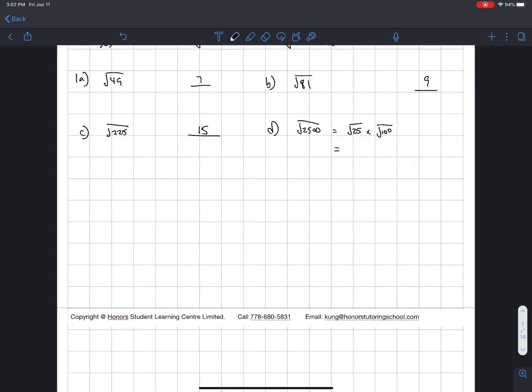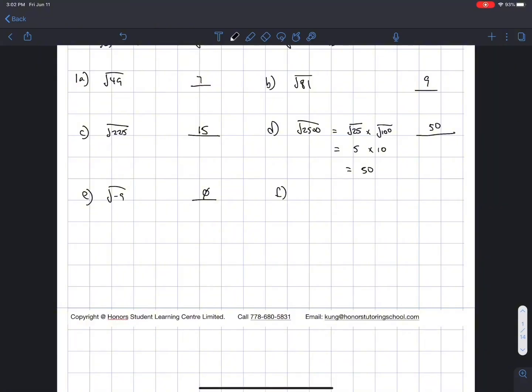And of course, you know that the square root of 100 is 10. Or you can think of just halving the 2 zeros, so you get 1 0. The square root of 25 is 5, so 5 times 10 is 50. So you can say the square root of 2500 is 50. E, we cannot square root a negative number, so in this case, there is no answer.